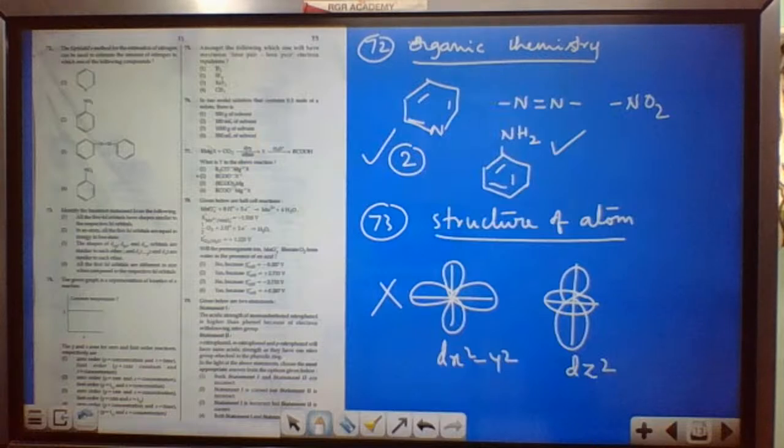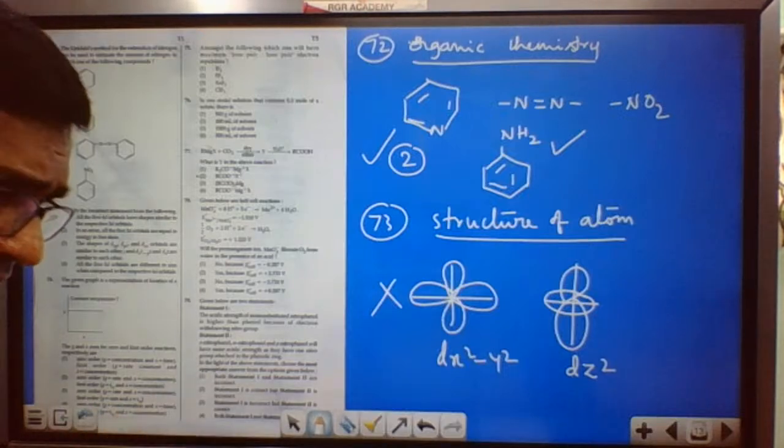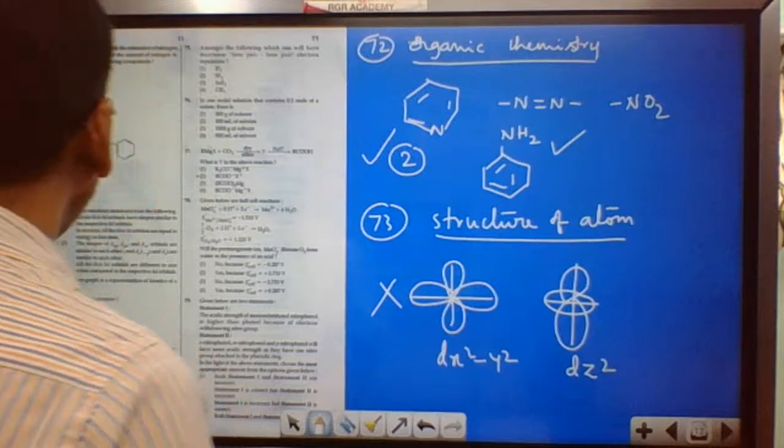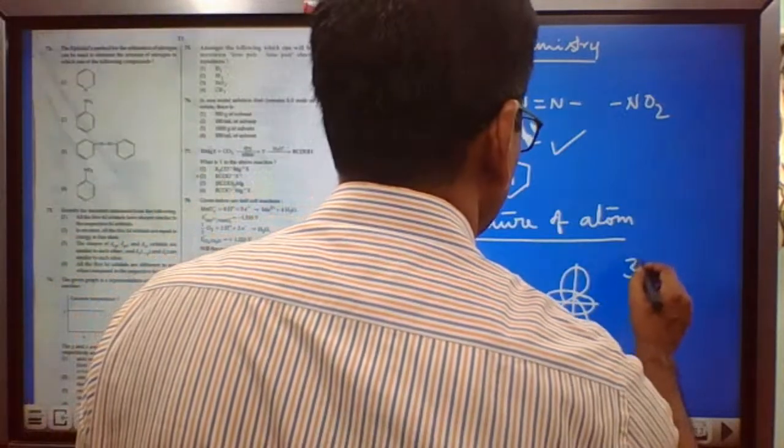Then all the 5d orbitals are different in size when compared to the respective 4d because of energy variation. 5d has more energy than 3d. Definitely they have difference in sizes. Little tricky question, so you should be very careful while answering this kind of questions. Answer is 3.